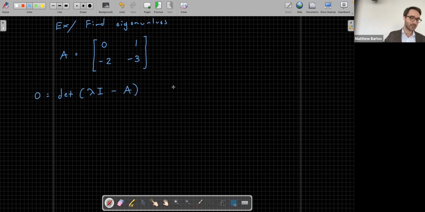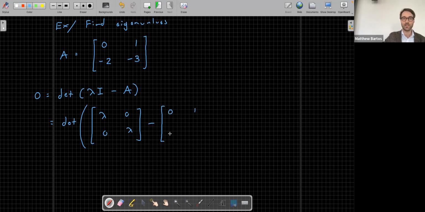So let's see what happens when we do that. We have that zero is equal to the determinant of lambda I minus A. So this will be the determinant of the matrix lambda, zero, zero, lambda minus the matrix zero, one, negative two, negative three. And this will give us the determinant of the following matrix: lambda, negative one, two, lambda plus three, right?